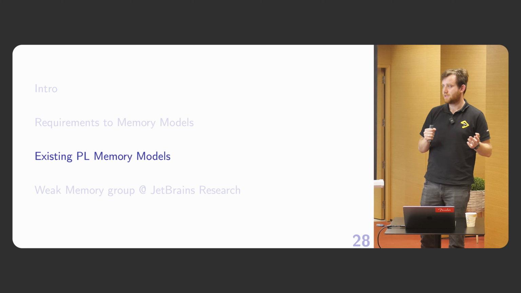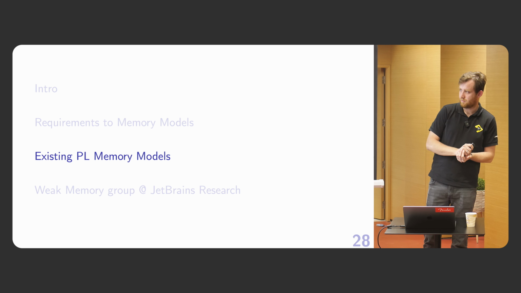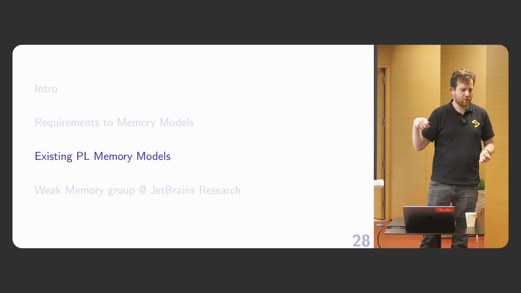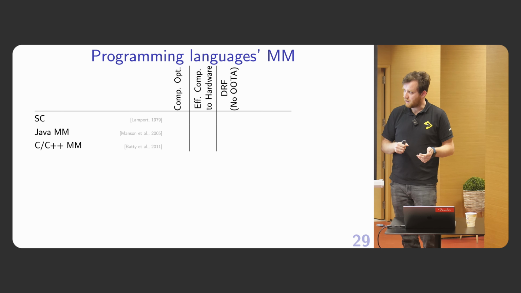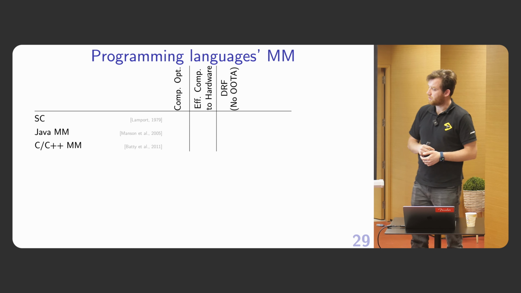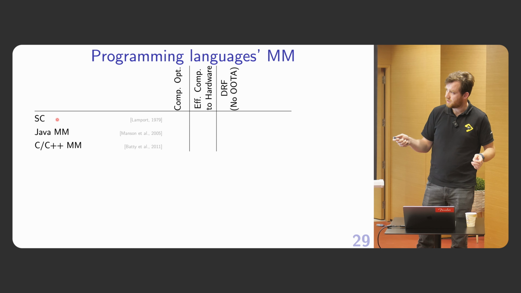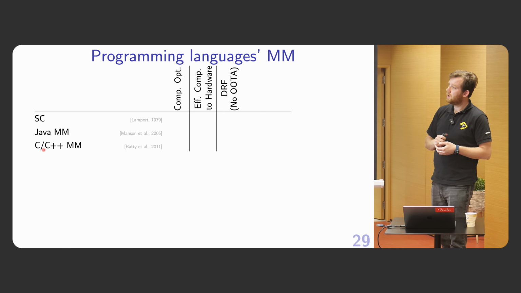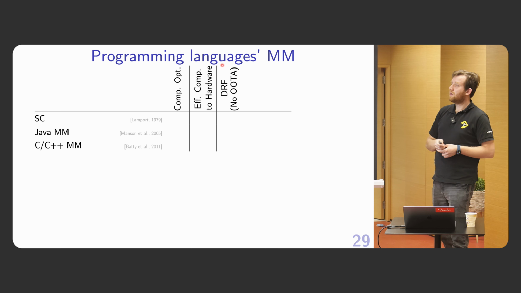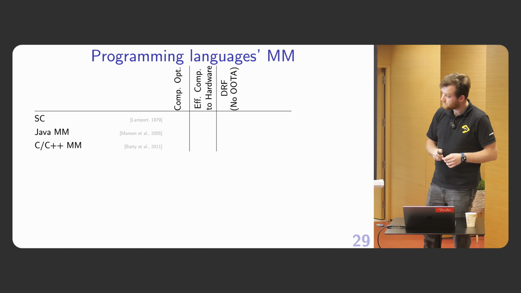So now let's discuss the existing programming language memory models in the context of the requirements we just introduced. I start with the three most popular and well-known memory models for programming languages: Sequential Consistency, the Java memory model and the C++ memory model. We consider how good they are regarding the three requirements we had: compiler optimizations, efficient compilation to hardware, and DRF, or absence of out of thin air values.